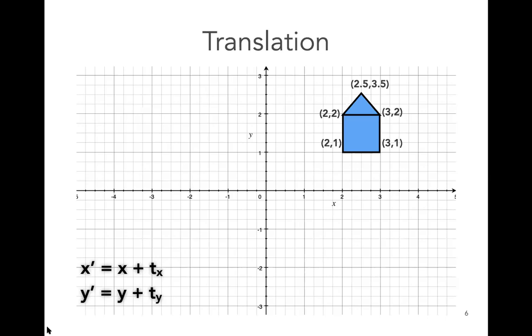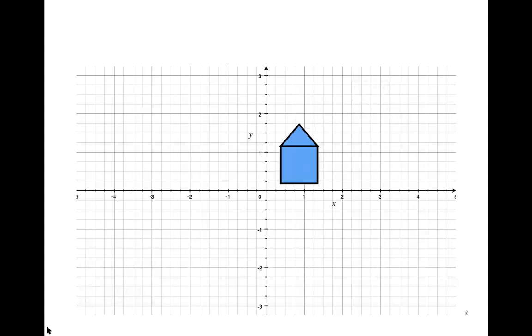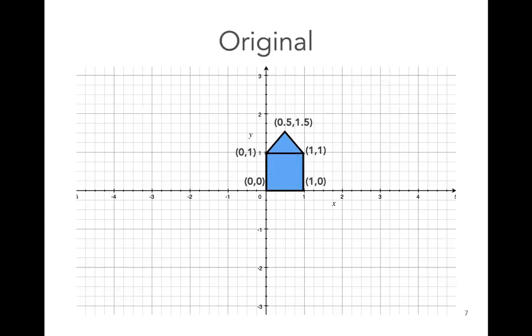The action of translation is adding a number to x and to y. So tx and ty are the x and the y coordinates of the translation direction, or the translation vector. Okay, let's reset this house. Let's think about what other kinds of transformations we might want to do.